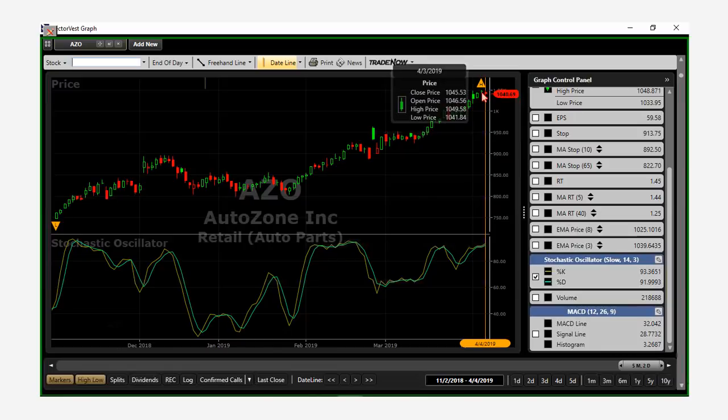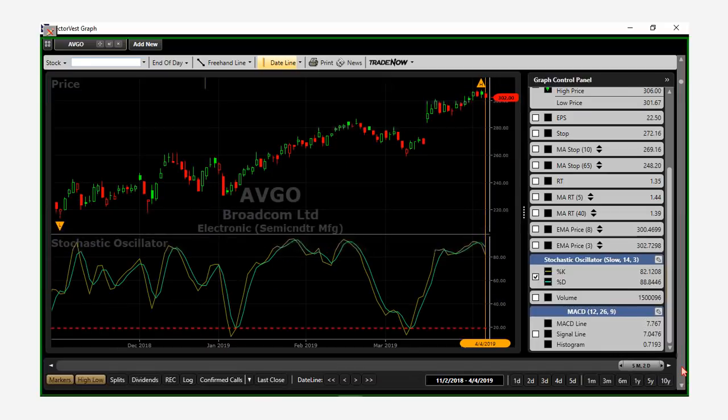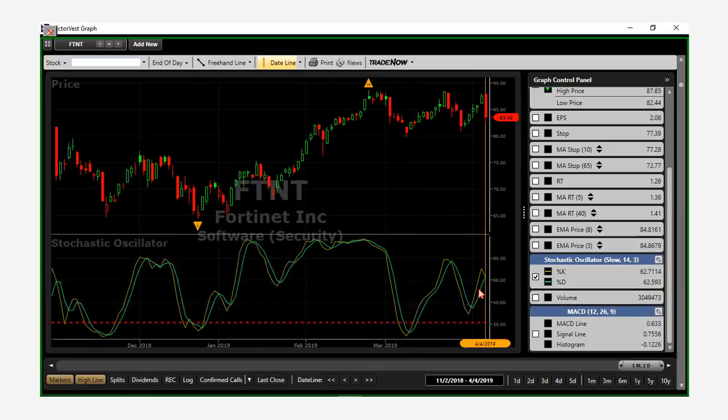AutoZone, no. Got another doji. Oh yeah, strong doji yesterday. So again, we're asking the question, is stochastics right now going from below 20 to above 20? It's not. How about TDG? No. AVGO? No. When did it first cross from below 20 to above 20? March 11th. Nice entry there. All right. How about here? Nope. All right, so this is the one-by-one method, guys, right? You can see how time-consuming this could be.